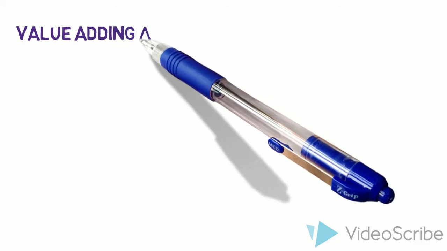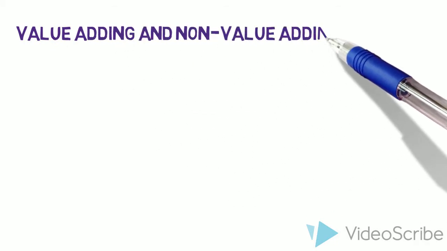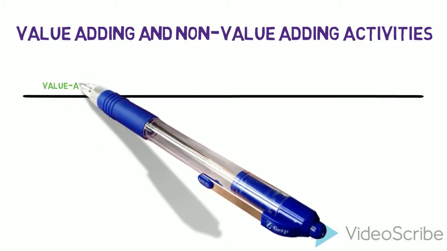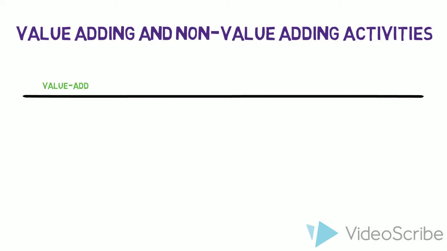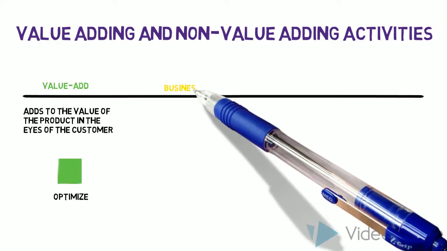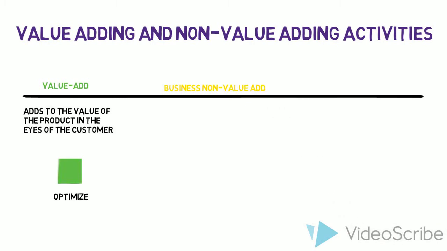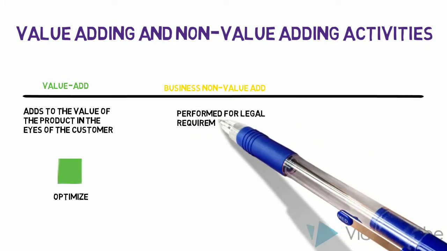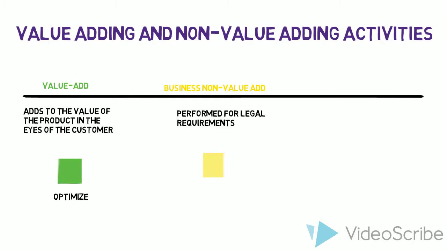Now that we know how to record activities, we need to know what activities are good and which are not good. What activities are we supposed to cut out? Value-added activities are those that add value in the eyes of the customer. These ones should be optimized. Business non-value add activities don't add value in the eyes of the customer, but need to be done as legal requirements. We can't fully eliminate them, but we can minimize them.